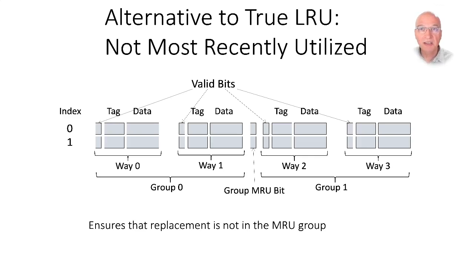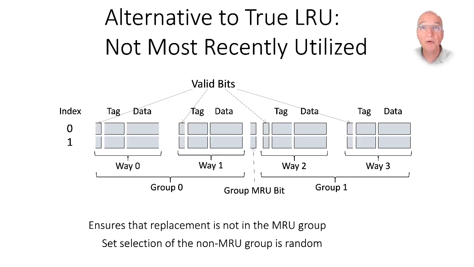Because if you do anything that's not random, you can come up with worst case situations in which you end up selecting the worst possible way to replace. If you select randomly, then you do very well. And it was a number of years back that some scientists at IBM came up with a way to produce true random numbers in hardware.